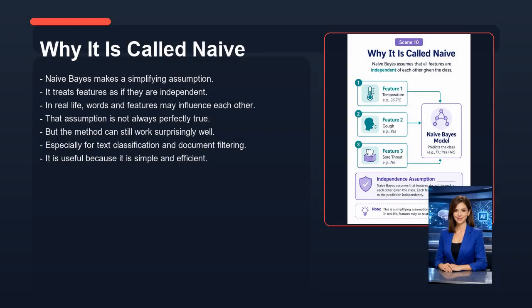Now let's look at why it is called naive. Naive Bayes makes a simplifying assumption. It treats features as if they are independent. In real life, words and features may influence each other. That assumption is not always perfectly true. But the method can still work surprisingly well, especially for text classification and document filtering. It is useful because it is simple and efficient.